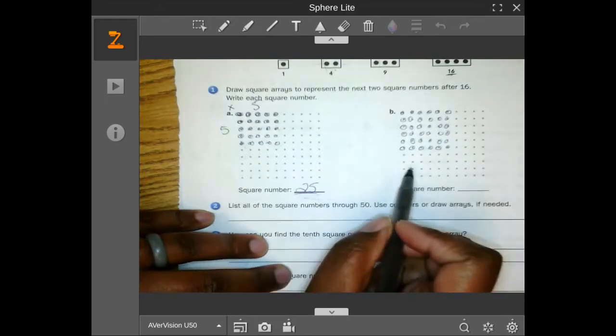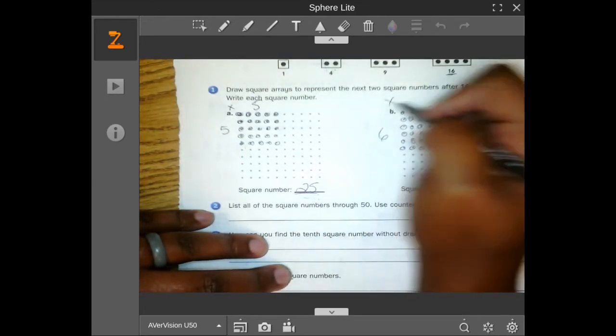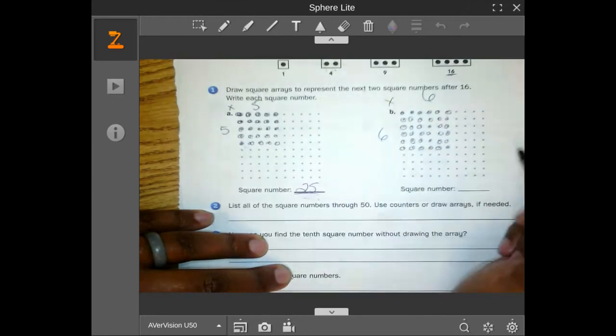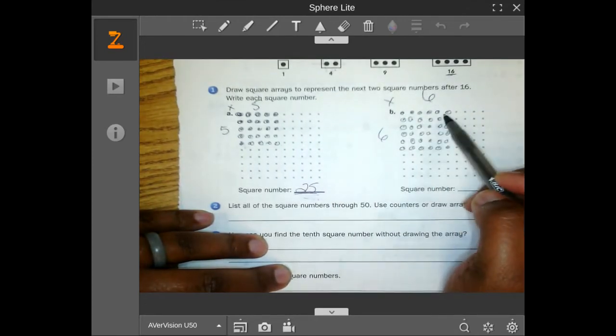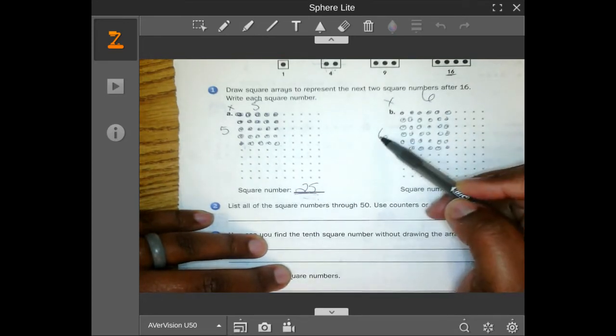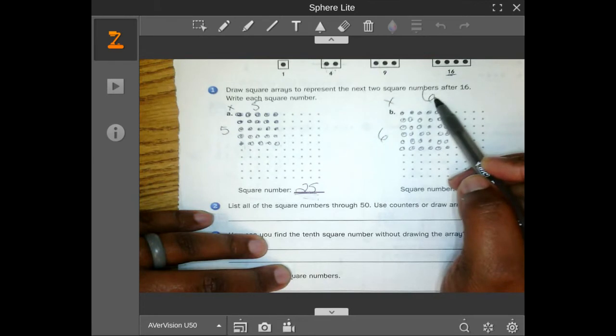So for this square array, I can again multiply 6 times 6 because I have 6 columns and 6 rows. It's the same amount because it's a square number. If I were to multiply 6 times 6, what would my answer be?